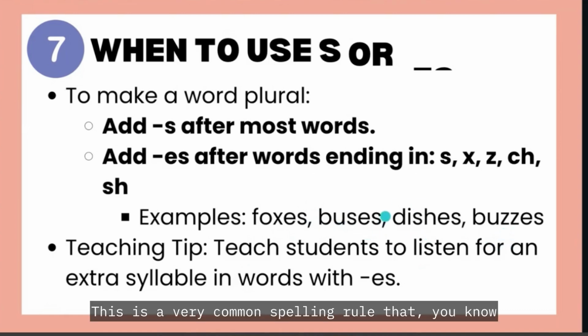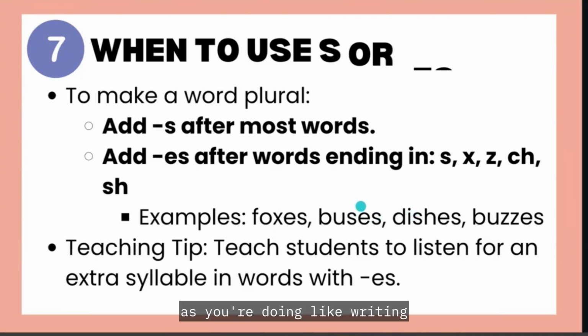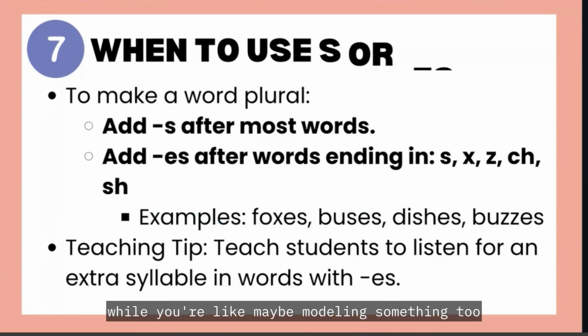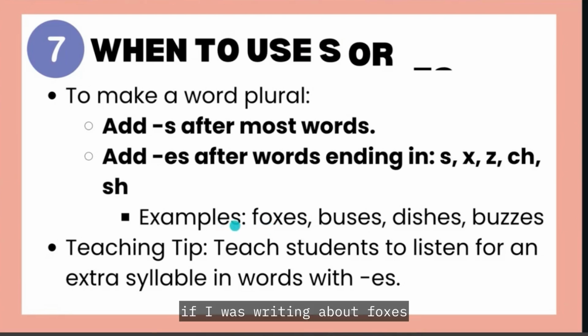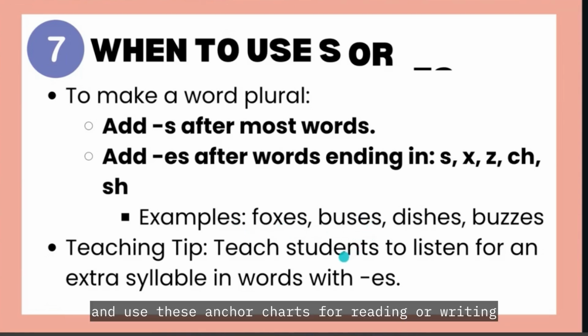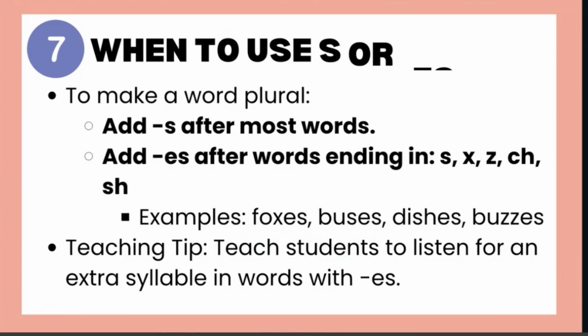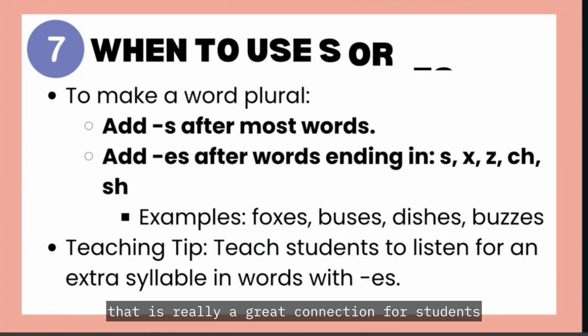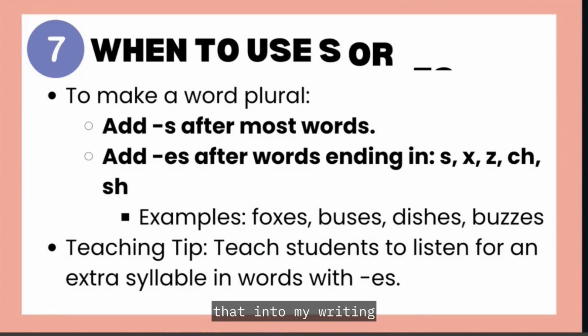This is a very common spelling rule that, as you're doing writer's workshop and things, you might just add in while you're modeling something too. I know from my own experiences, if I was writing about foxes or something, I would talk about it then. So you don't have to necessarily use these spelling hacks in your reading block. You can pull them in whenever and use these anchor charts for reading or writing. I think it's a great connection for our students to realize, okay, I'm learning to read these words and I'm also going to transfer that into my writing. And I'm watching my teacher do that in her writing as well.